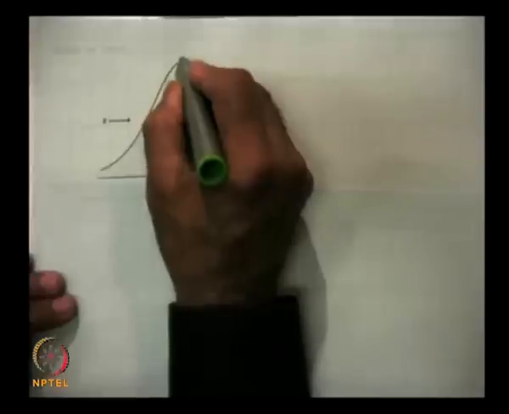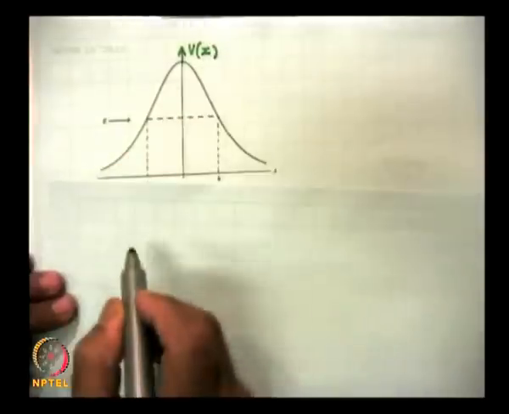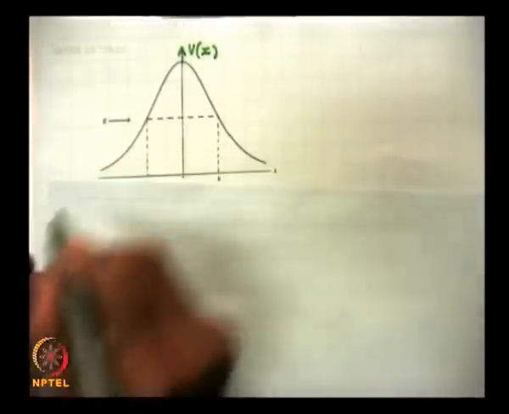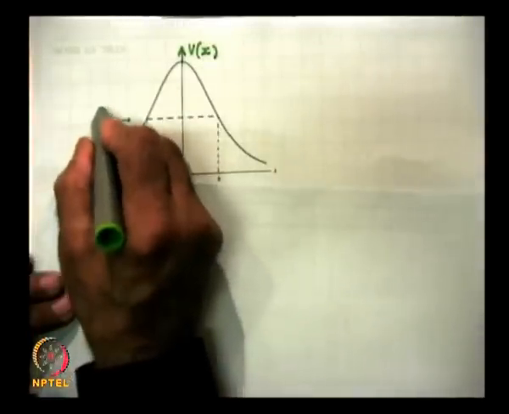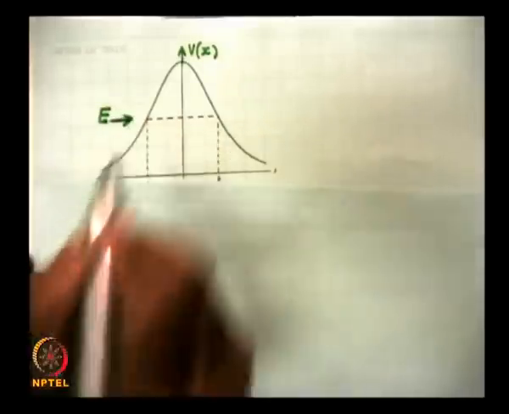Thus, we have calculated the probability of tunneling as a particle approaches a potential barrier. So, we had started out with a potential barrier which looked something like this. It is a smoothly varying potential and a particle of energy E is incident from the left.